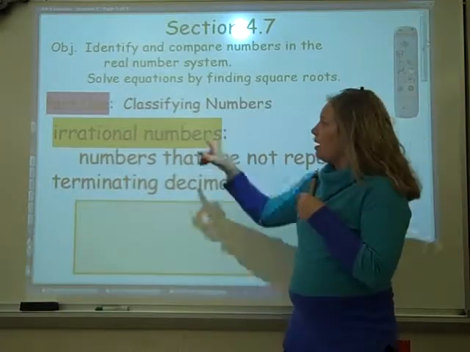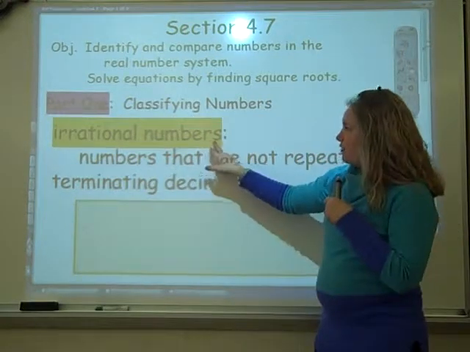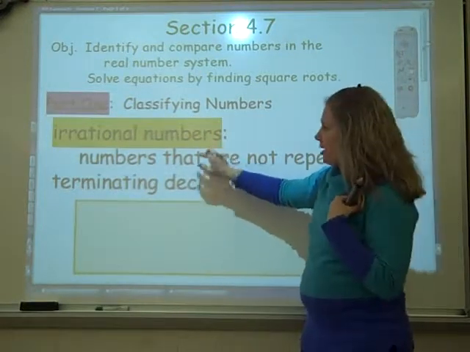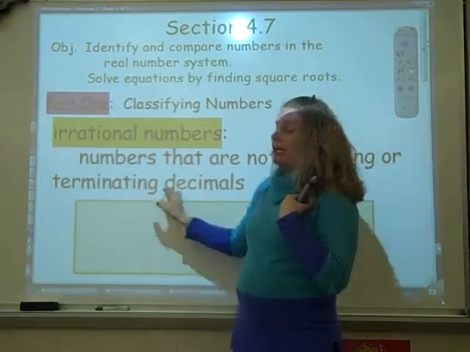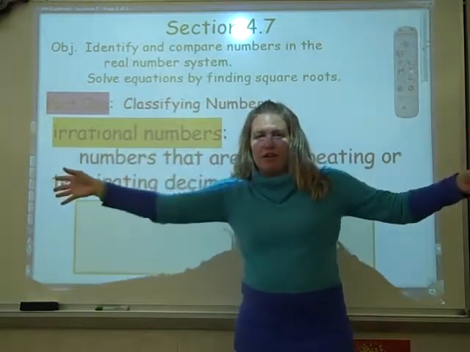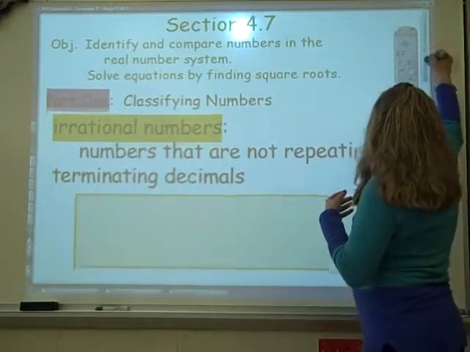I think there's 4. The first one is classifying numbers. Irrational numbers. These are our new set of numbers you're going to learn about. They are numbers that are not repeating and they're not terminating. So they're going on forever and we can never put the bar over them. Some examples that are like that.